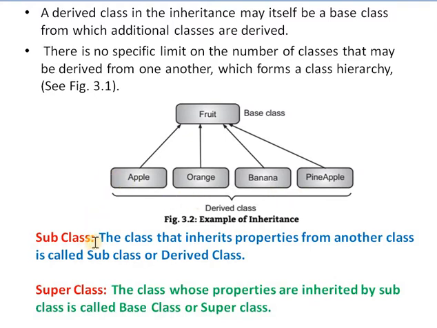There are two terminologies in inheritance: subclass and superclass. What is a subclass? A subclass is called a child class, derived class, or the new class. The class that inherits from another class is called a subclass, derived class, new class, or child class. And the next one is the superclass. The class whose properties are inherited by the subclass is called the base class or superclass.